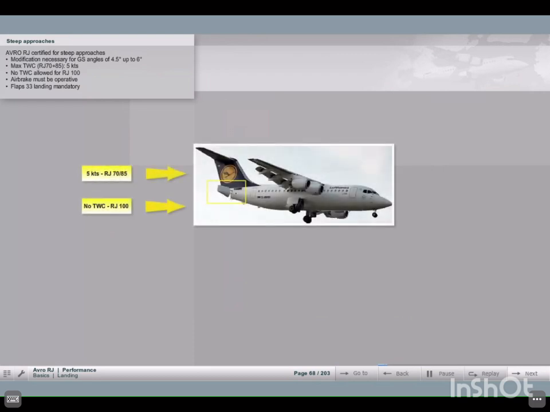The Avro RJ is permitted to carry out steep approaches provided that the aircraft is of the approved modification standard for approach angles between 4.5 and 6 degrees. The maximum tailwind for RJ-70 and RJ-85 is 5 knots. For the RJ-100, tailwind is not permitted. Moreover, a flap 33-degree landing must be carried out and the air brake must be operative.